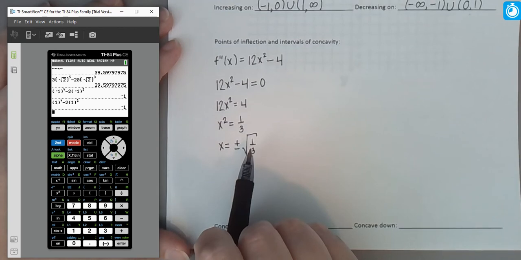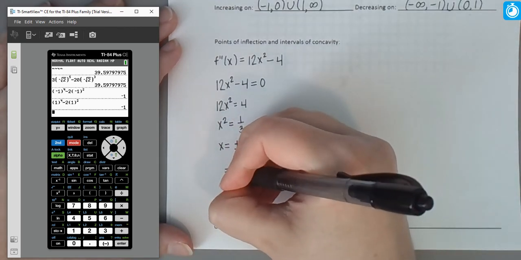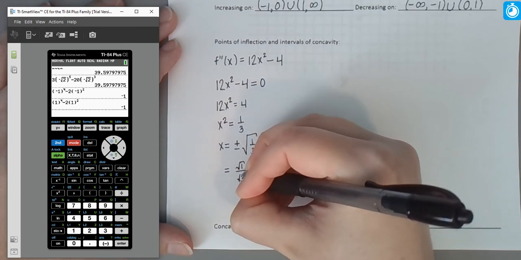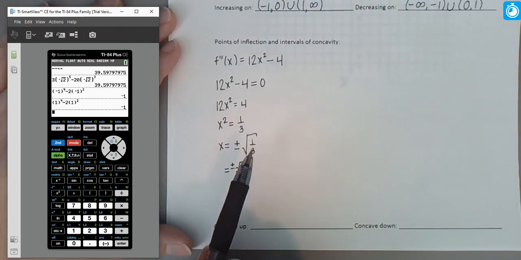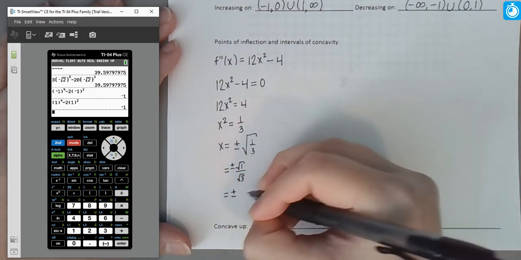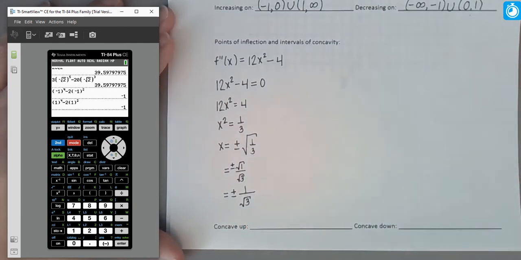Now there's a rule with radicals that says if we take the radical of a quotient, we can split that up and take the square root of the numerator and the square root of the denominator separately. Well, how does that benefit us? We can't do anything with the square root of 3, but we can simplify the square root of 1 to just a 1. And so that's going to be 1 over the square root of 3.